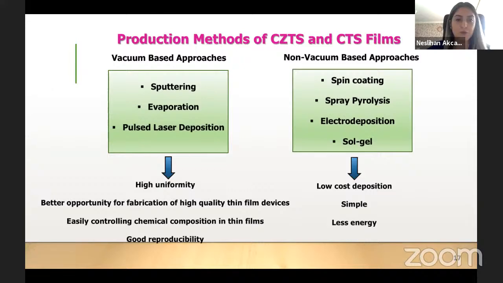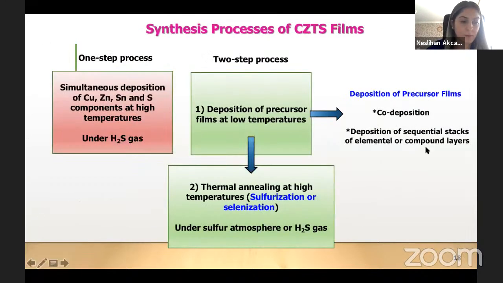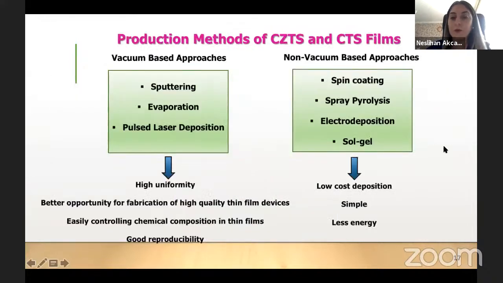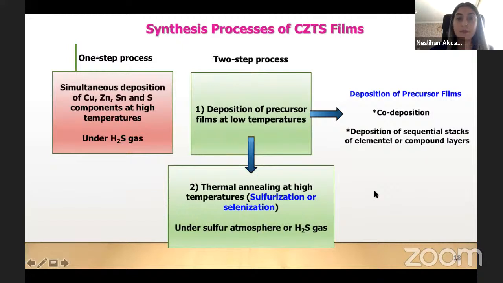I would like to say that the maximum efficiency value obtained by the solar cell device by using a non-vacuum-based approach for kesterite materials is higher, but the vacuum-based approach, the sputtering method, is a very good option for large scale production in industry. So we also used the sputtering technique for our studies in our laboratory. For a sputtering method, one can follow a one-step process or a two-step process.